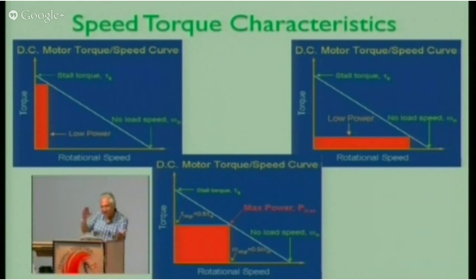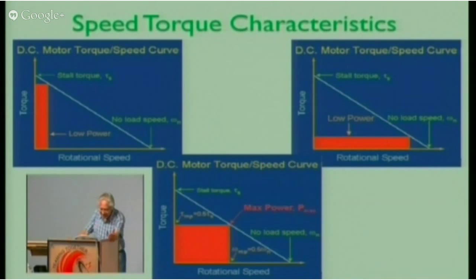Look at the third figure, that is at the bottom. If you see at the midpoint of this line, where you have a point of intersection of the torque and the rotational speed, the area is much more. What does it indicate? You will have a higher power generation. That's why it is written maximum power, Pmax.